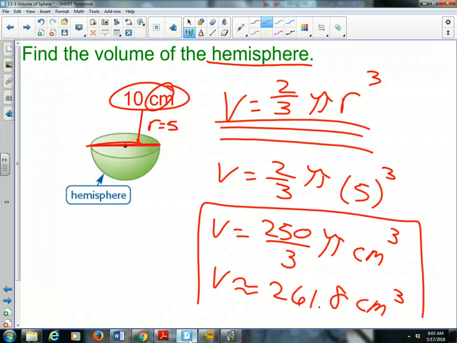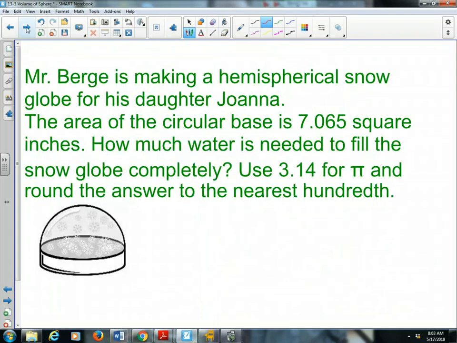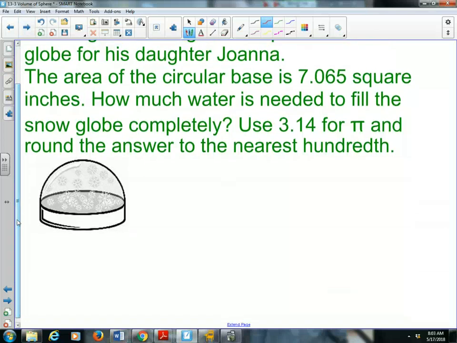All right, last one. Joanna wants a snow globe for Christmas, so by golly, I better make one for her, right? I'm making a hemispherical globe for my daughter Joanna, and the area of the circular base is 7.065 square inches. How much water is needed to fill the snow globe completely? So it says how much water is needed to fill the snow globe. That's saying what is the volume, right?